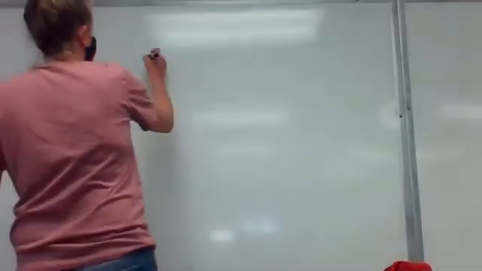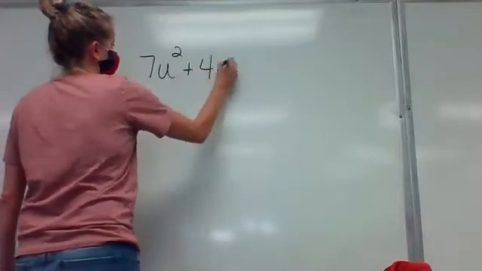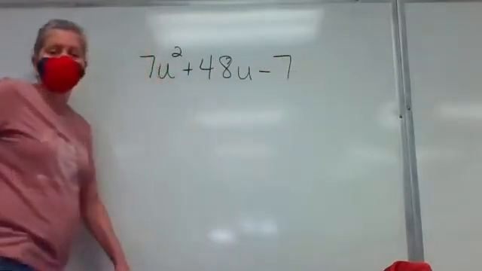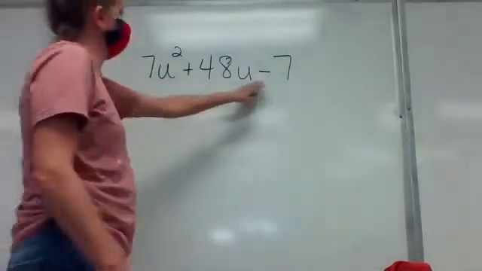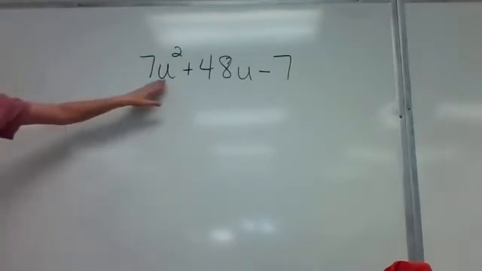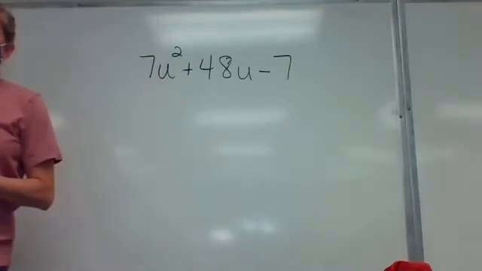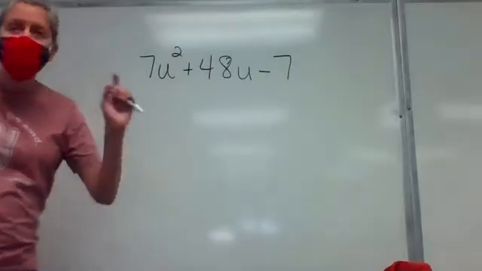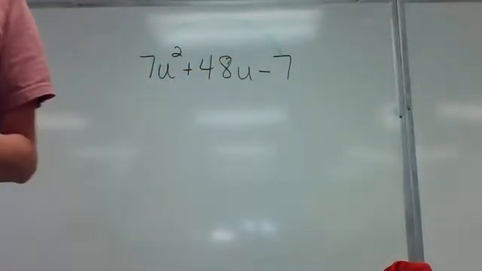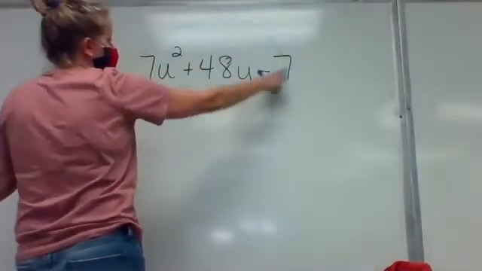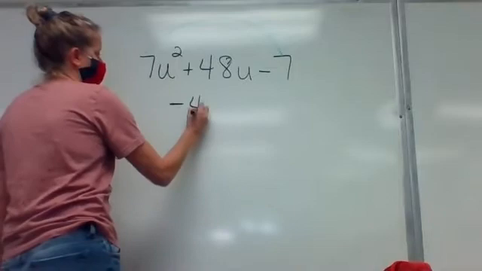You've got 7u squared plus 48u minus 7. So it's a trinomial. It's got 3 terms, but it's different. It's the long method because there is a number in front of u squared. That is what tells you to multiply your outside numbers together, including the sign. So let's see, what do I have? I've got a positive 7 times a negative 7, which is negative 49.